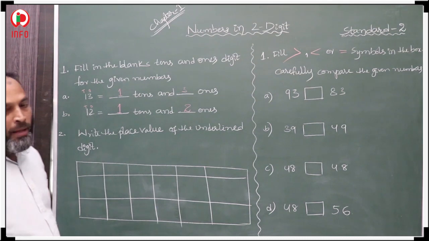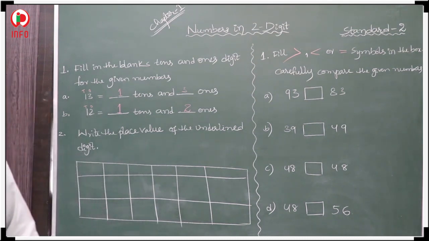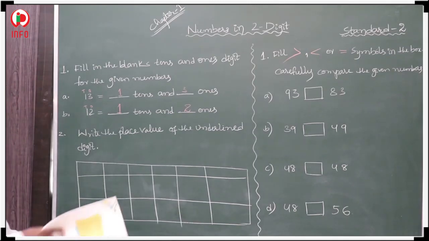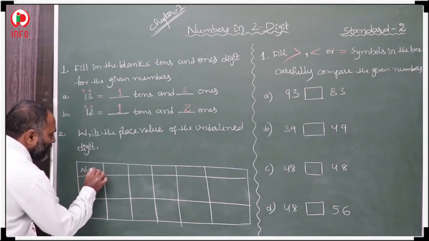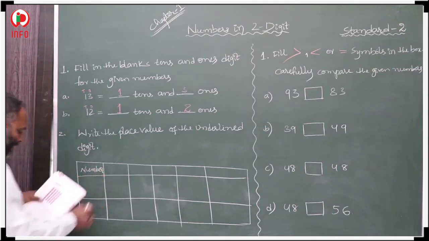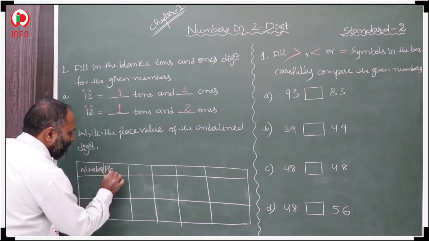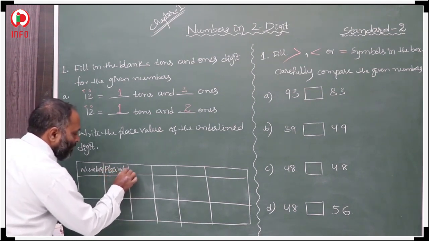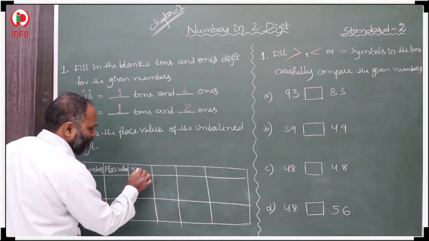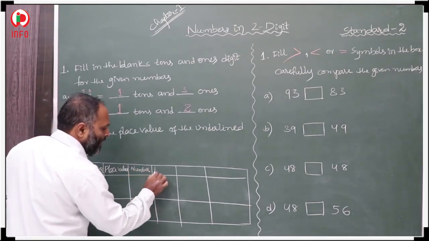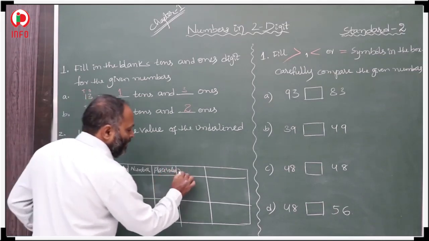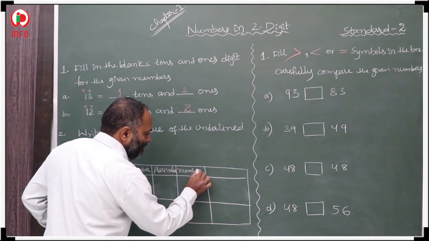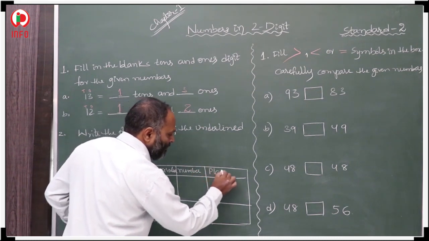Here in the next question, we have to write the number and place value. Number as well as place value we have to write. So underline digit, here number is given. This is the number, this is the place value. Again here number, here place value.